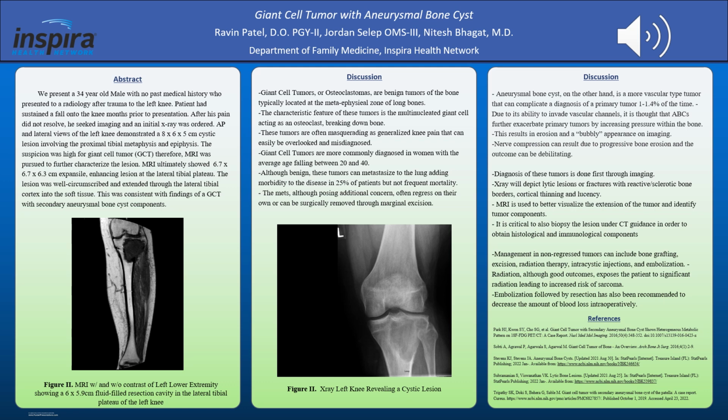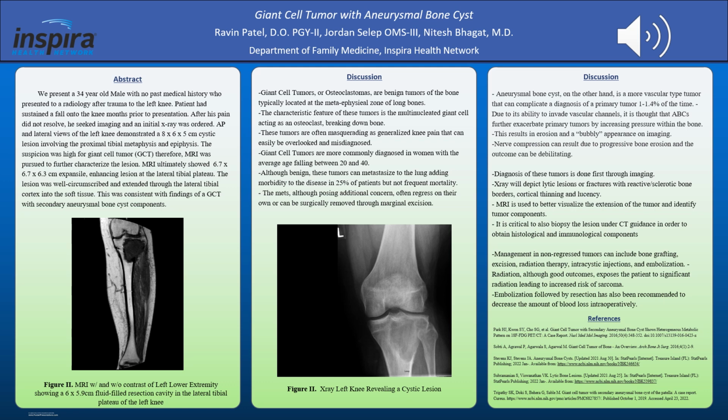When he got his initial x-rays, it showed an 8 by 6 by 5 centimeter cystic lesion involving the proximal tibial metaphysis and epiphysis. Right then and there, radiology had a high suspicion for giant cell tumor, so an MRI was ordered with and without contrast, which showcased a 6.7 by 6.7 by 6.3 expansile enhancing lesion at the lateral tibial plateau.